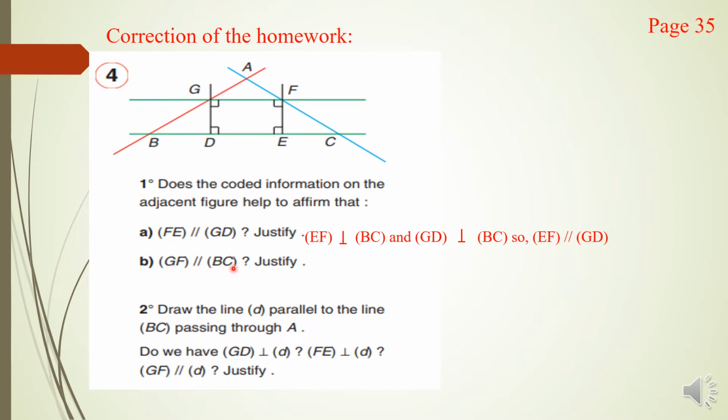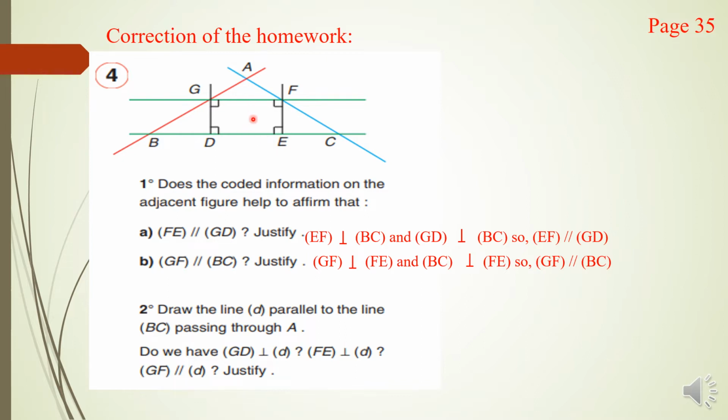Is GF parallel to BC? Look at GF. Is GF parallel to BC? Yes, of course, but why? Because they are perpendicular to the same line FE. Excellent. How can we write it? GF perpendicular to FE, BC perpendicular to the same line FE, so GF parallel to BC.